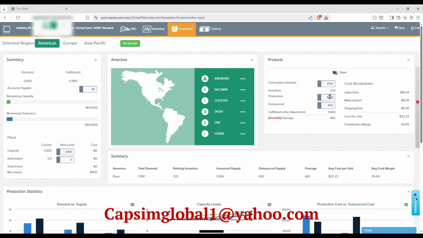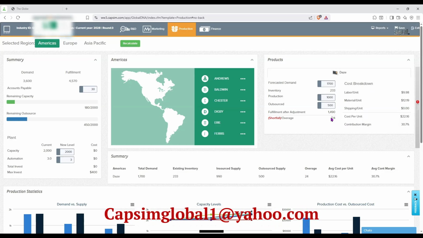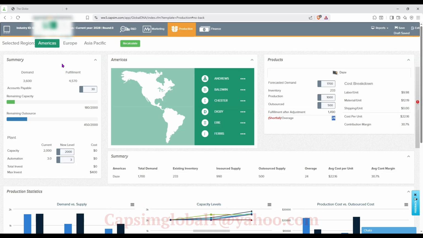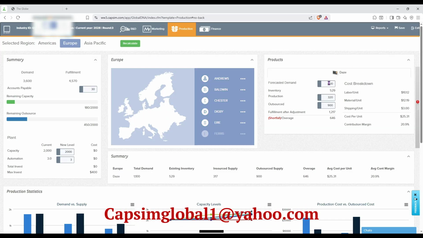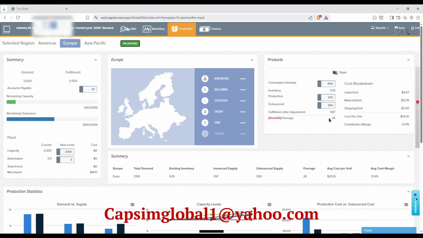So for production, I'll produce only 1,000. And for outsource, I'll produce 500. Then try and calculate so that we can see. And you can see that we have an overage of 24, which is quite fine. Europe, we forecasted the 1,100 inventory of 529. So this means that we need to produce only around 600 products. So this one I'll produce 300, and also this one I'll produce only 300. Then we can recalculate. You see we have an overage of 26.